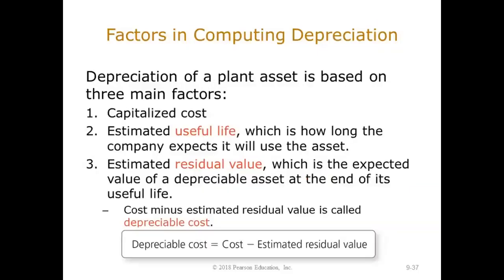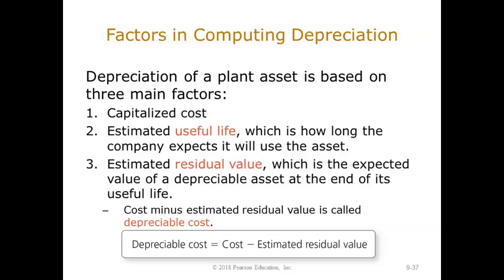Now, let's talk about computing depreciation. As I mentioned in Chapter 3, there's three things that you need to compute depreciation. You need the capitalized cost, you need the estimated useful life, or how long you're expecting to use that asset, and something called an estimated residual value, which is, at the end of its useful life, what the value of that asset is going to be. So again, we need cost, useful life, and residual value. Another definition is the depreciable cost, which is my cost of the asset minus its residual value.